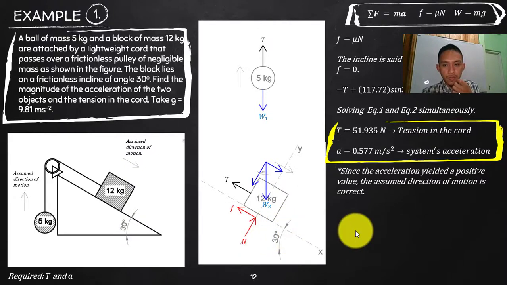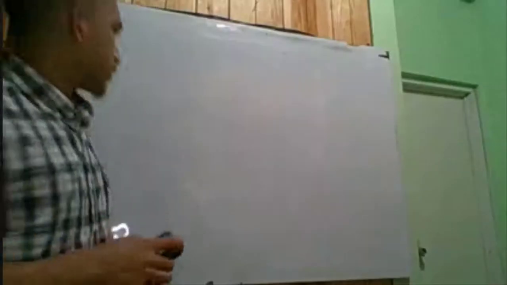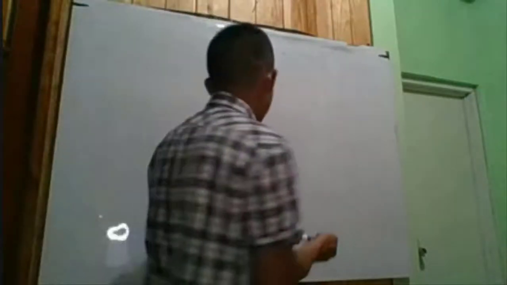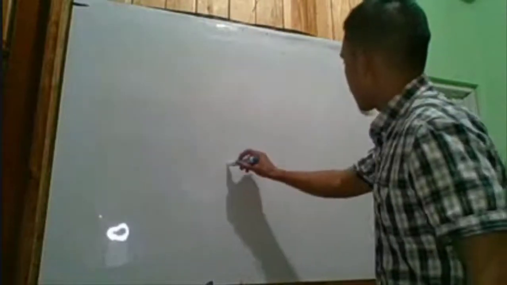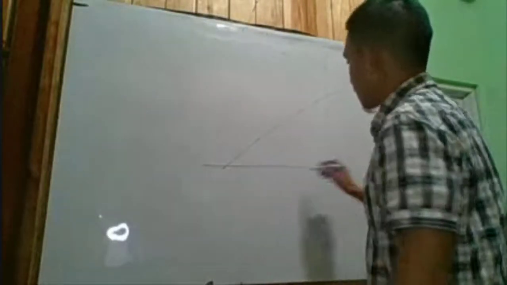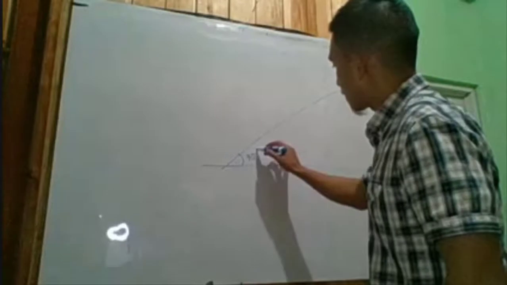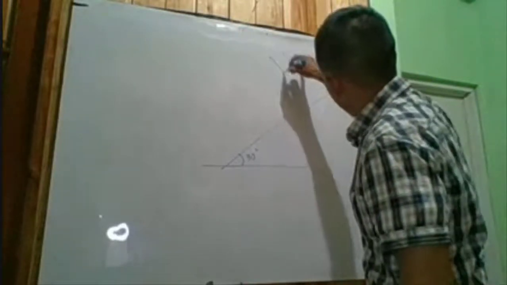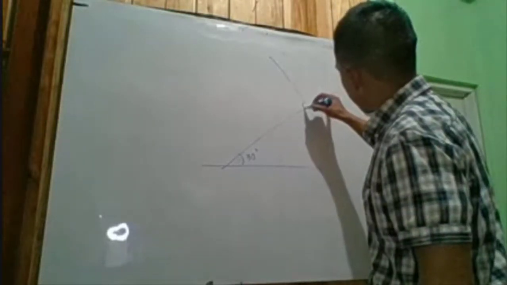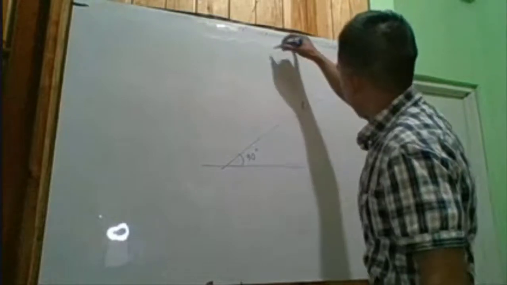Okay, I will show you how that is done, because maybe you will be confused with this. So how is that 30 degrees? For example, this is our 30 degrees. This is 30 degrees, and you are considering a perpendicular axis to that, so that you will have your x and y. This will be x and y.